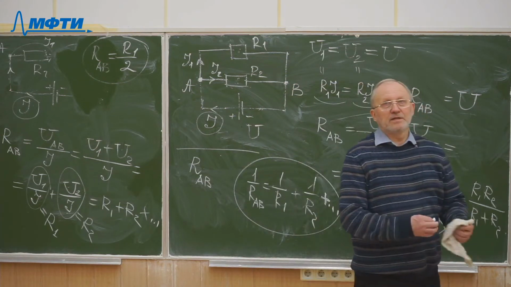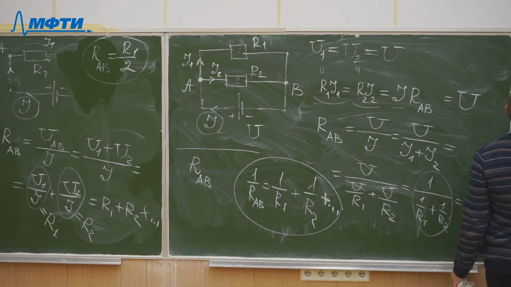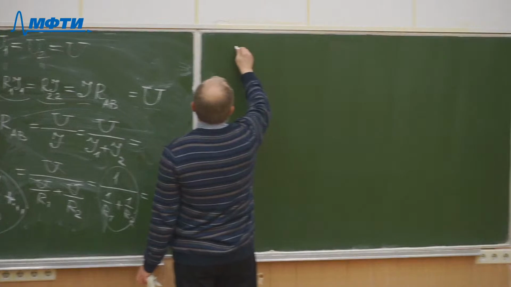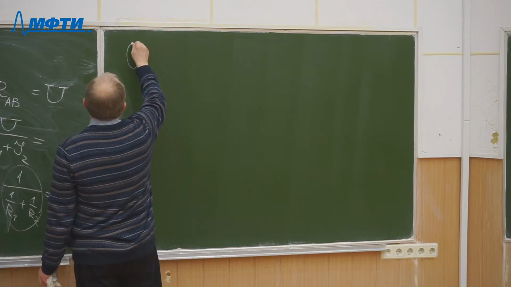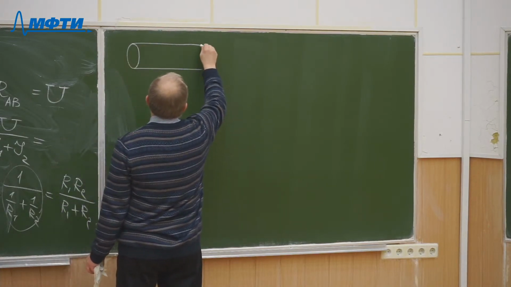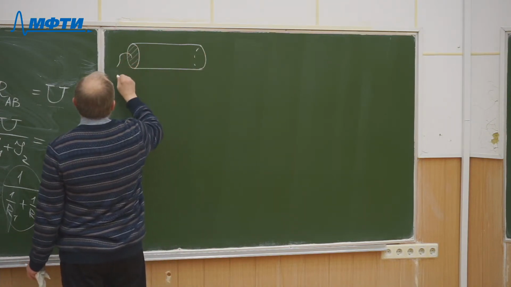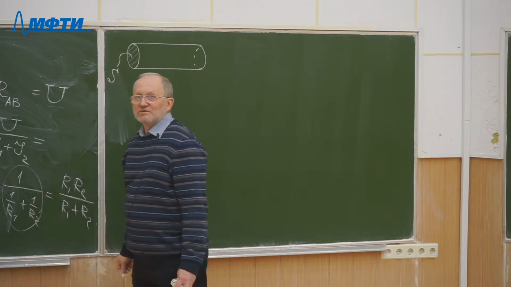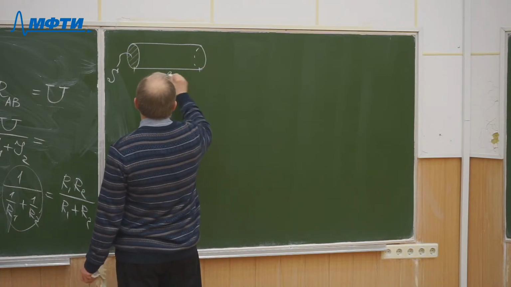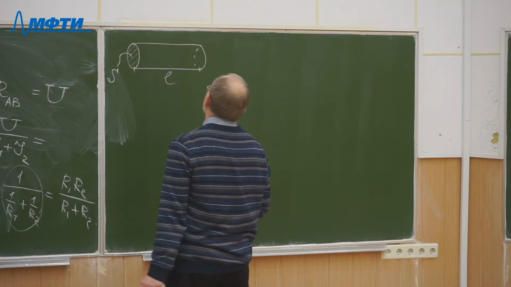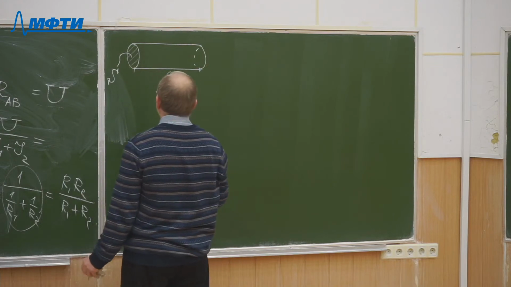So suppose we have a wire which I will draw here in a large scale to show the cross section of the wire. If the wire has cross section S, and it has length L, then how can we calculate the resistance of such a wire?